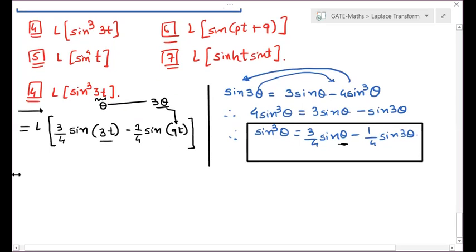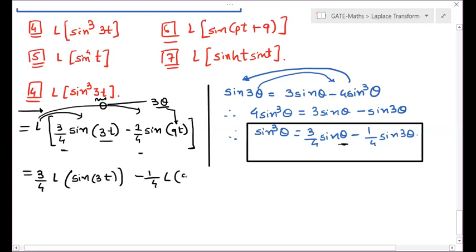Now, if I have to find its Laplace, I have told you that in plus and minus you can apply Laplace directly, and if anything is constant, you can take this constant out from your Laplace transform. So this will be your 3 by 4 Laplace of sine 3t minus 1 by 4 Laplace of sine 9t. So what is the formula of Laplace of sine at, students? Laplace of sine at is equal to a divided by s square plus a square, or not? Okay.